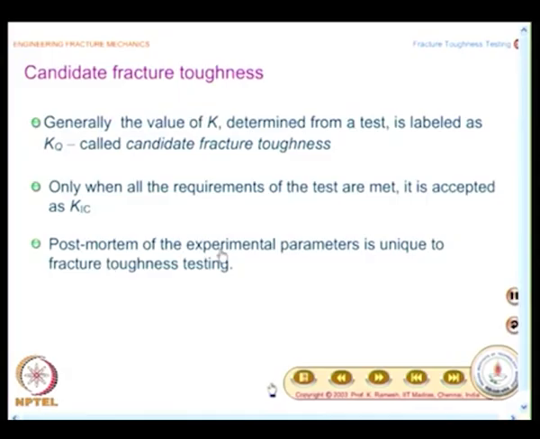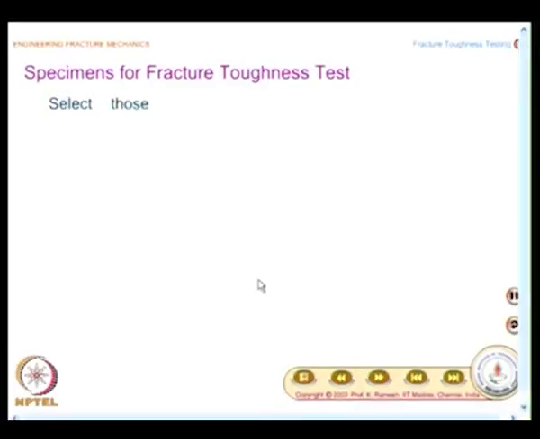Post-mortem of the experimental parameters is unique to fracture toughness testing. You do not do any post-mortem in the case of a tension test. You take a specimen, go break it, and you find out what is the yield strength. It is very well streamlined, and it is as simple as that. Even that is expensive. But if you come to fracture toughness testing, it is much more expensive.